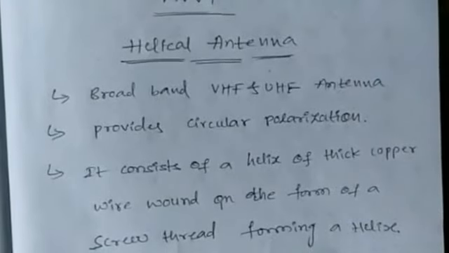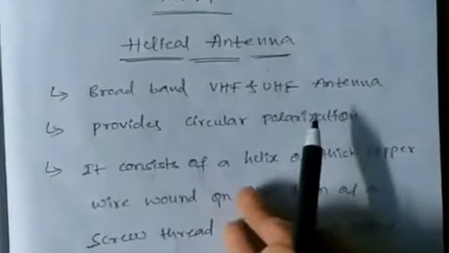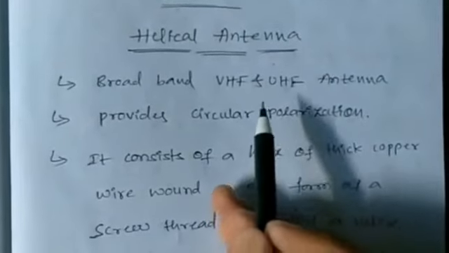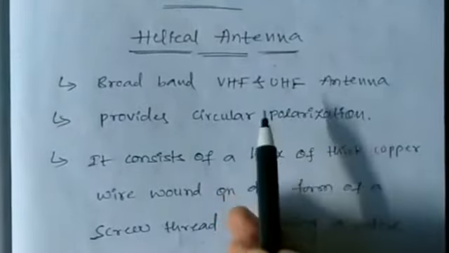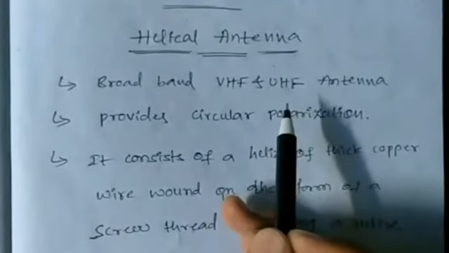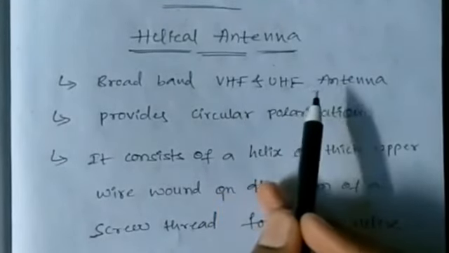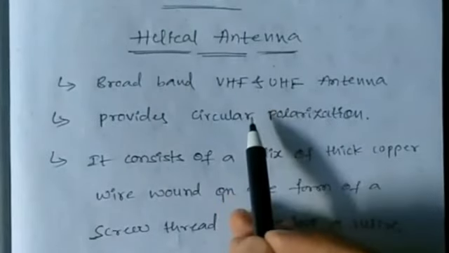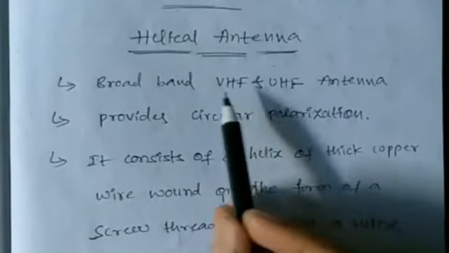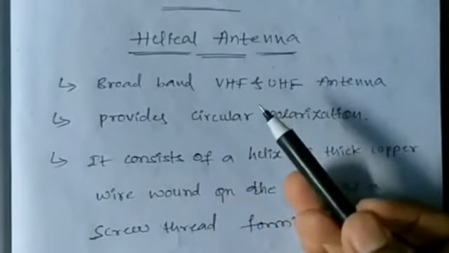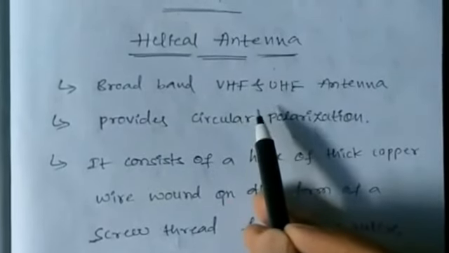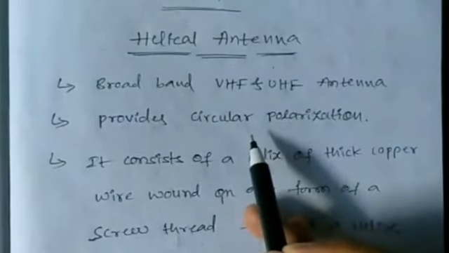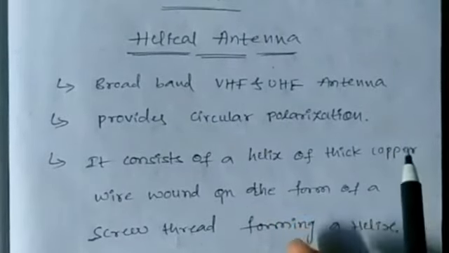Hi friends, today our topic is helical antenna. Generally these helical antennas are broadband VHF and UHF antennas. That means these are operated at VHF and UHF frequency ranges. These helical antennas provide circular polarization and have wide bandwidth, giving higher directivity and providing circular polarization or elliptical polarization.